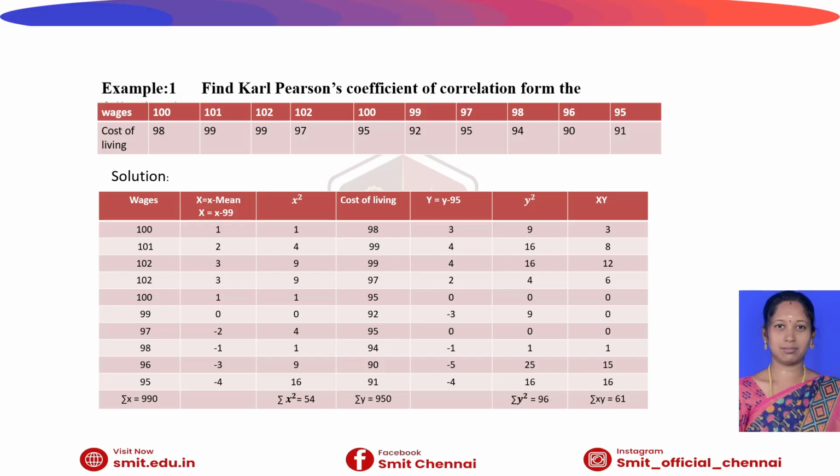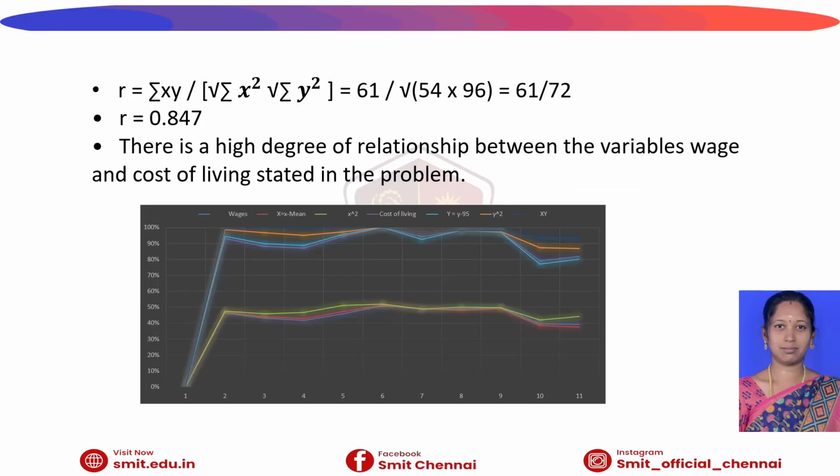Then x squared. Next we do cost of living, and we find the mean. The total of the cost of living is 950, divided by 10. This mean is 95. Then y is equal to y minus 95, and we find y squared. Then xy.